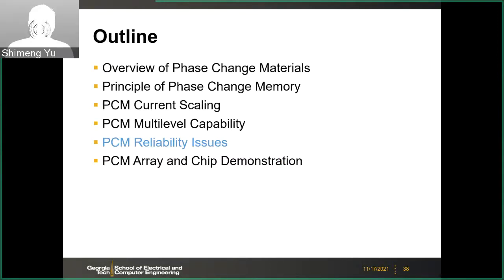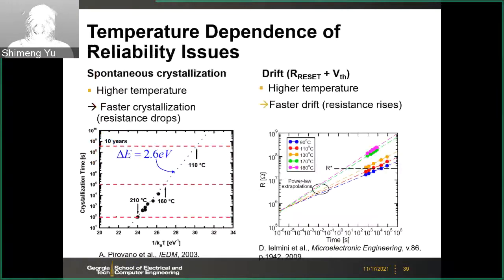And next, let's discuss the reliability issues. So this is non-volatile memory. Again, it will suffer from this retention issue, right? So typically at higher temperature, it will trigger this spontaneous crystallization process. If you are in the amorphous state and you bake your sample at 100 degrees C or 200 degrees C, then it will go through this crystallization process. So that means the resistance will drop.